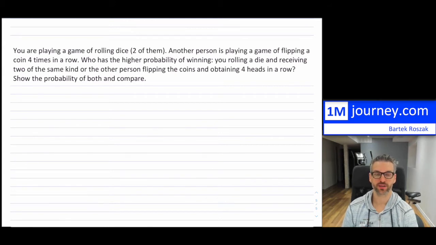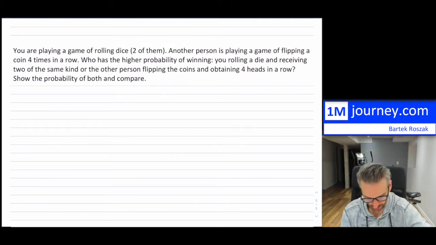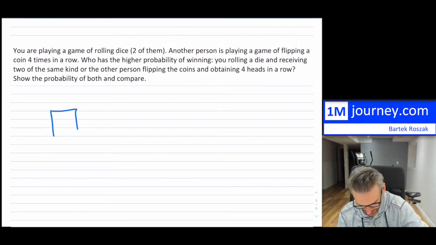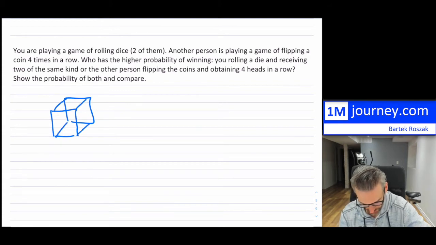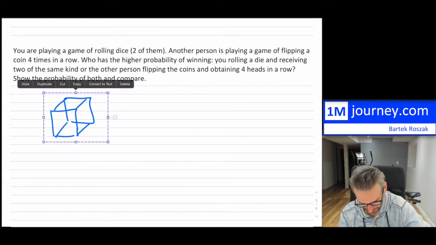So I guess you're rolling dice here, not just one, because it says you have 2 of them. Okay, so show the probability of both and then compare. So we have 2 kinds of probability problems within here. So I have 2 dice. So here's 1. Let's replicate it.